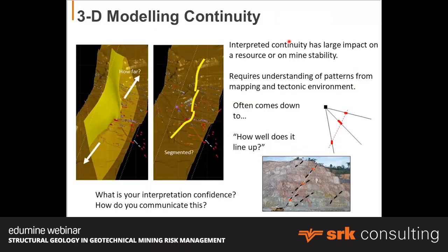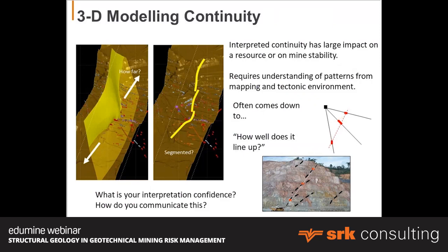Ultimately, though, it often comes down to how well those intersections line up in 3D to define that fault, right? Because you're really trying to choose between a long continuous fault or different segments. And if you don't have the mapping information, then you're going to be guessing. And remember that just because it lines up very nicely does not mean that your interpretation is correct.